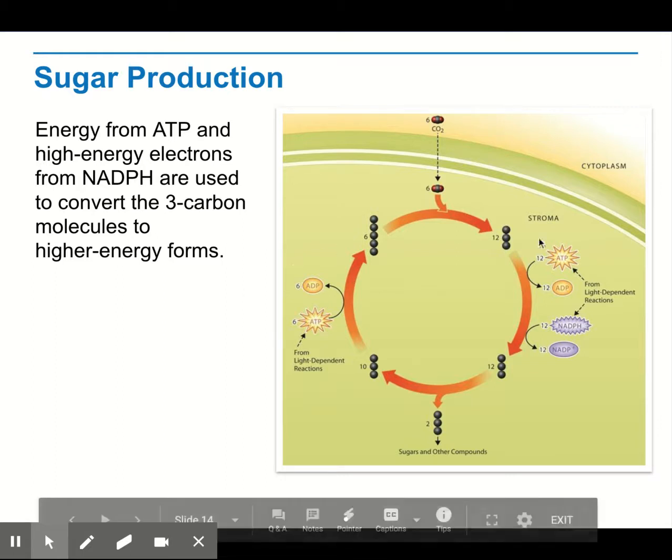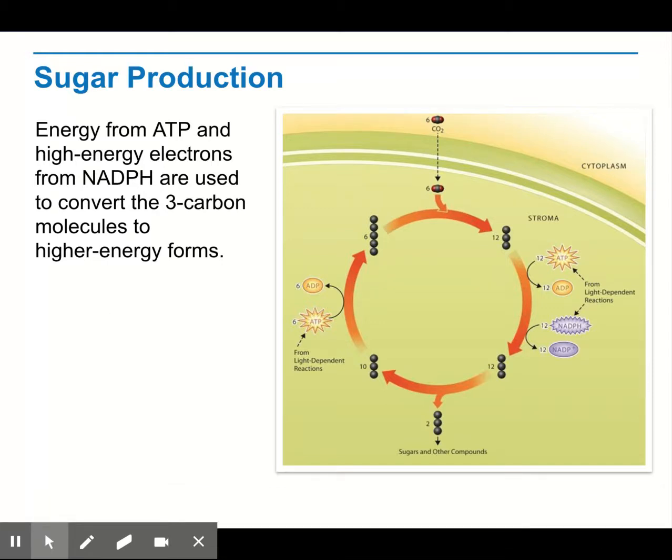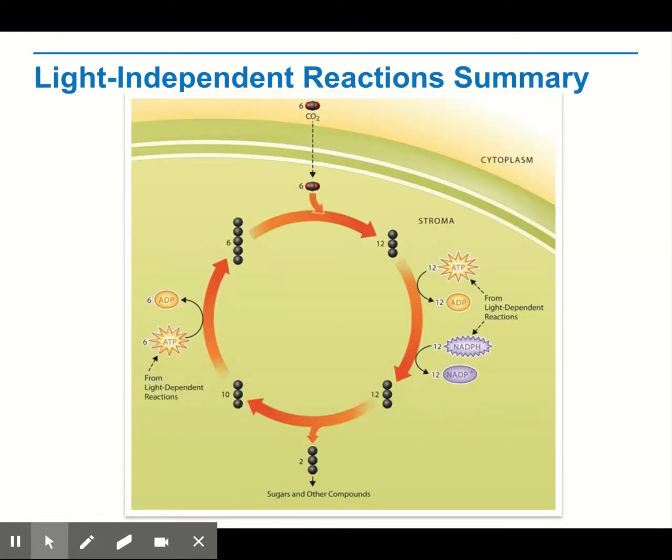And in order to produce sugars or glucose, energy from ATP and high energy electrons from NADPH are used to convert the 3 carbon molecules to higher energy forms, which we call sugar or glucose. To summarize the light independent reactions, I want you to know that the 6 molecules of carbon dioxide are used to produce one single 6-carbon molecule, which is what we call glucose. And it uses the energy that was produced in the light dependent reactions earlier.